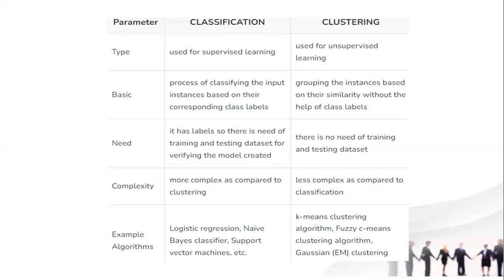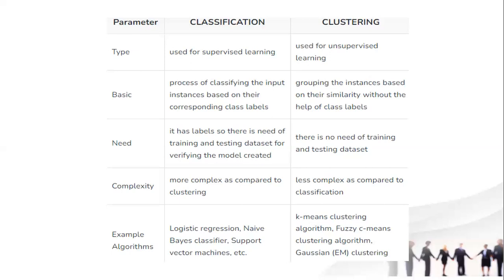Then there are some algorithms which are available, like logistic regression, naive Bayes classifier, and support vector machine. These are general algorithms in classification. And in case of clustering, we have k-means and fuzzy c-means. These are some examples. I just wanted to tell you the difference between classification and clustering.